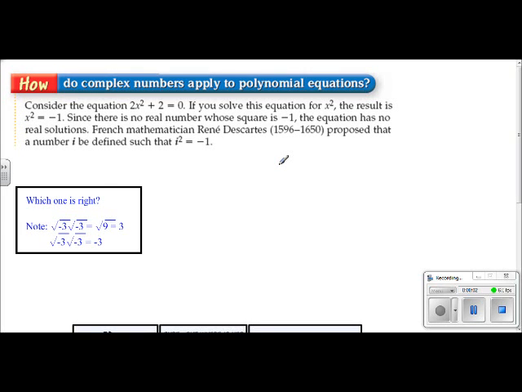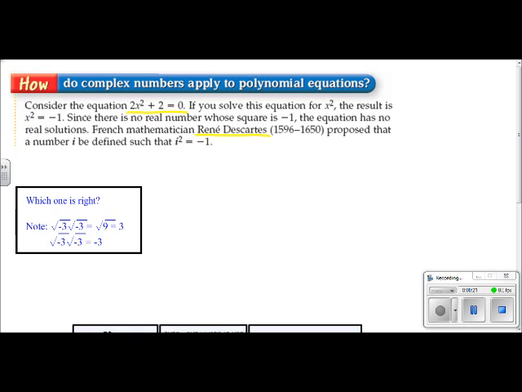Lesson 5.9 is all about complex numbers. Before we can talk about complex numbers, we need to find out what a complex number is. So, quick history lesson. Way back when, a man named René Descartes, and yes, he is French, that's why it's not Descartes, René wanted to solve this equation.